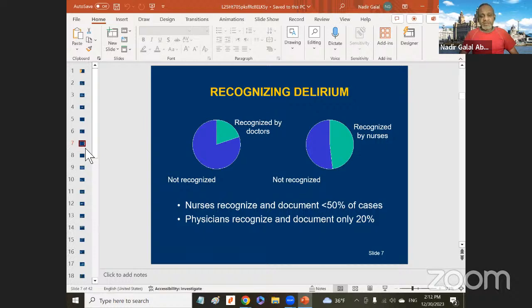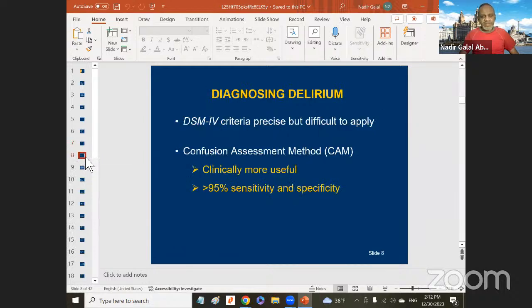If the patient is coming from home to the emergency room, then we rely on the people coming with the patient, spouse, children, or something like that. So we'll go over this. Then this is the diagnosis from the DSM. It has its own criteria.